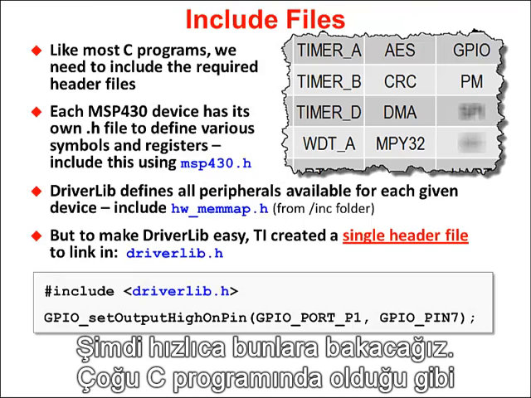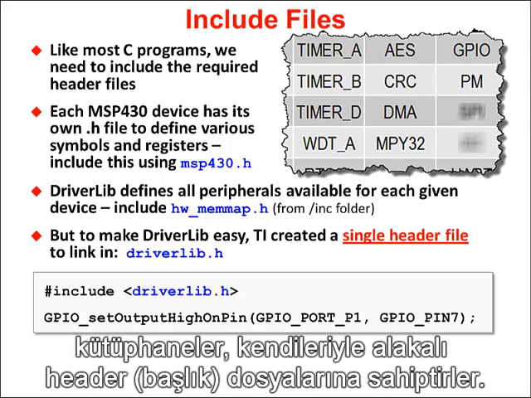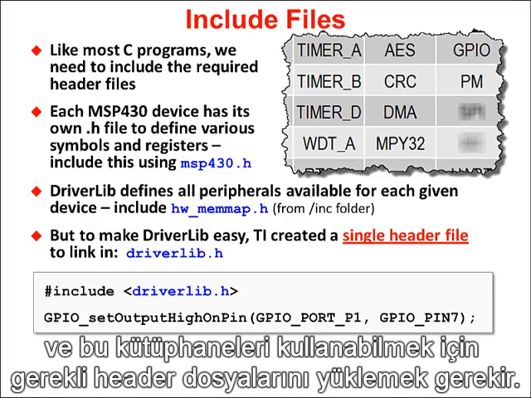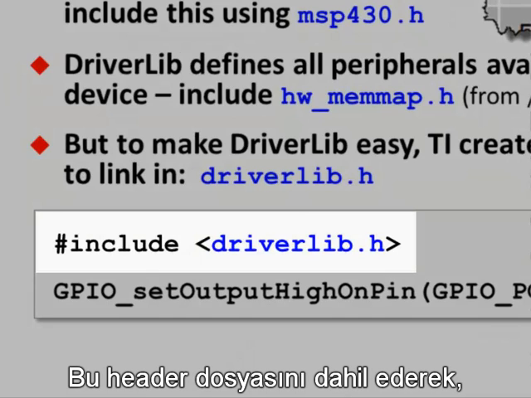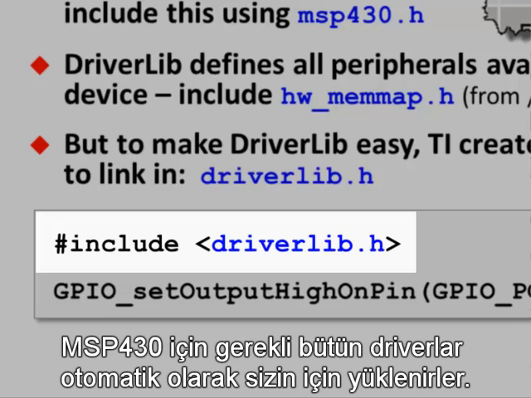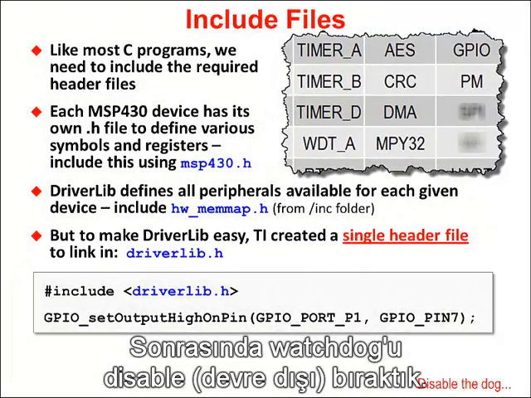So, like most C programs, if you've used libraries or things of that sort before, you know that they usually have header files associated with them. And they include the prototypes and whatever information is needed in order to use those libraries. We've just created a single driverlib.h file. So include that one header file and everything you need for a driver library, as well as the msp430 specific header files are all automatically included for you.